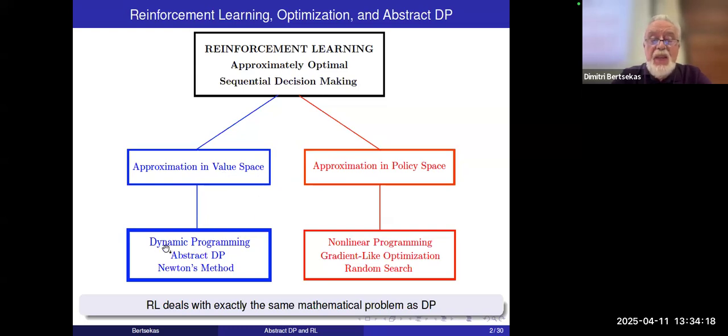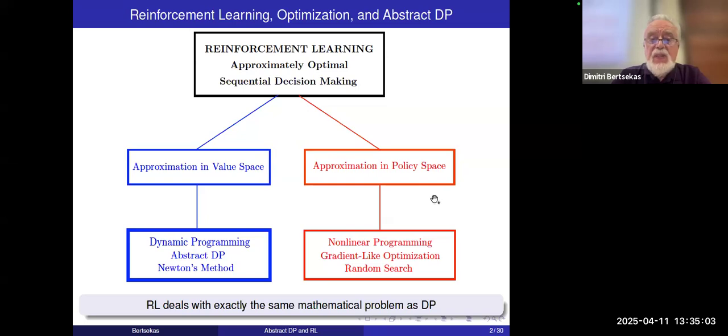Approximation in value space is more closely connected with dynamic programming and also abstract dynamic programming, the subject I'm going to talk about today. And it also has a close connection with Newton's method, Newton's method for solving fixed point problems. I will argue that this is fundamental. On the other hand, approximation in policy space is more connected with nonlinear programming. It has its roots in dynamic programming as well, but it's more connected to nonlinear programming, in particular, gradient type of optimization and also random search. I'm going to spend most of my talk on this blue strand, and near the end, I'm going to give you a few slides on the red strand.